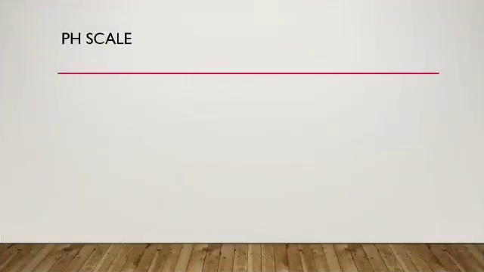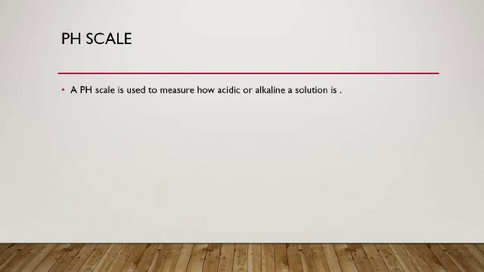Now, we should have a method to distinguish whether the given solution is an alkali or an acid, and if it is an acid, whether it is a strong acid or a weak acid, or if it is an alkali, whether it is a strong alkali or a weak alkali. For this purpose, we have a scale known as the pH scale. The word pH stands for power of hydrogen ions. So, a pH scale is a scale that is used to measure how acidic or alkaline a solution is.